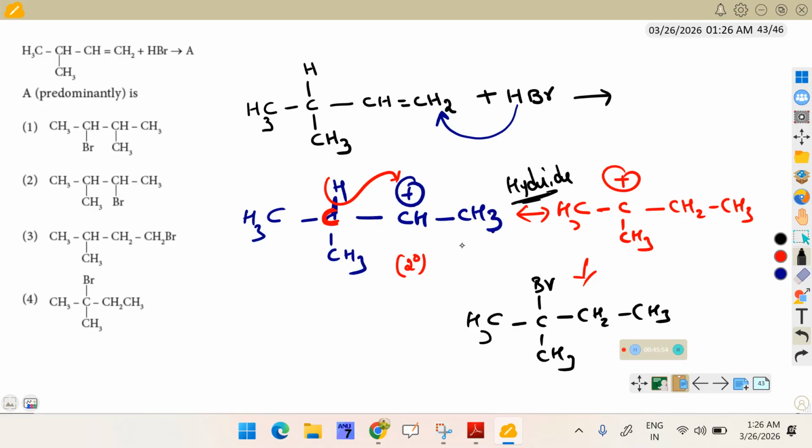Why does hydride shift take place? Compared with a 2-degree carbocation, a 3-degree carbocation is more stable. Based on that, the fourth one is the correct answer.